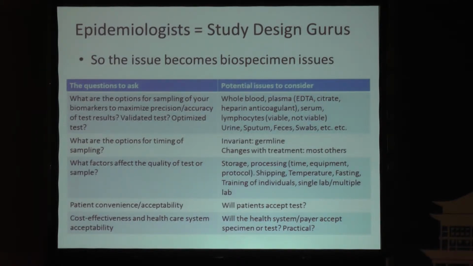And you also need to ask what factors affect the quality of the test or the sample. So in other words, things that may affect the precision and accuracy of the tests that you want to do. And that may involve storage, processing time, the equipment used, the protocol used, shipping, temperature.